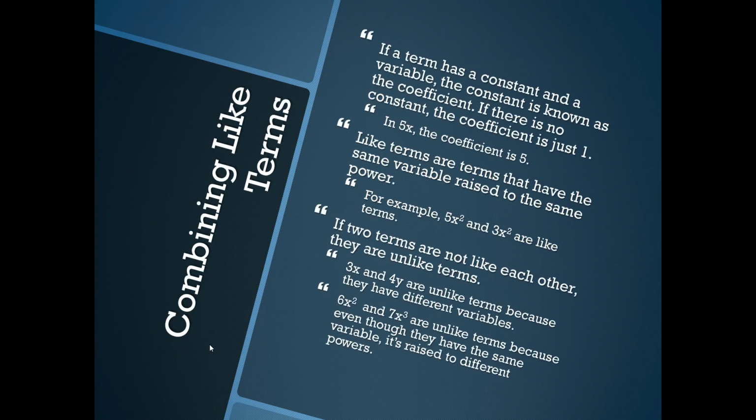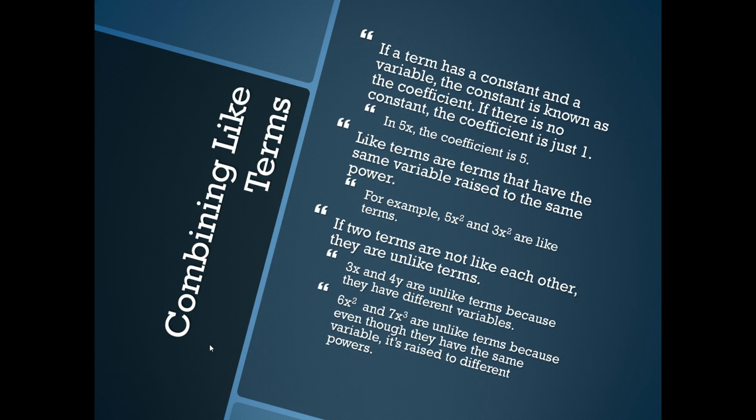So, if a term has a constant and a variable, the constant is known as the coefficient. If there is no constant, the coefficient is just 1. So, in a term, let's just take the term 5x. The coefficient is 5. Like terms are terms that have the same variable raised to the same power.